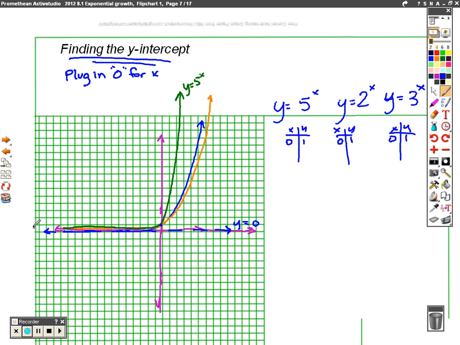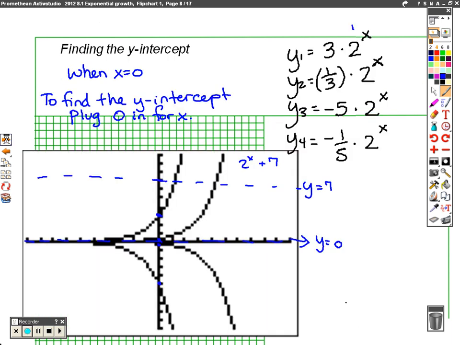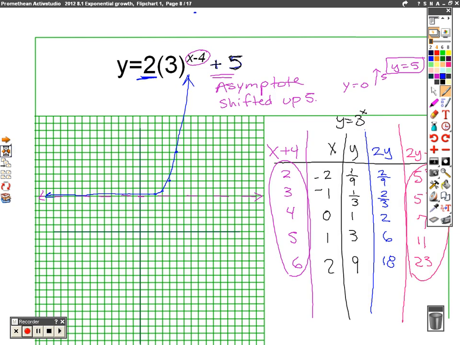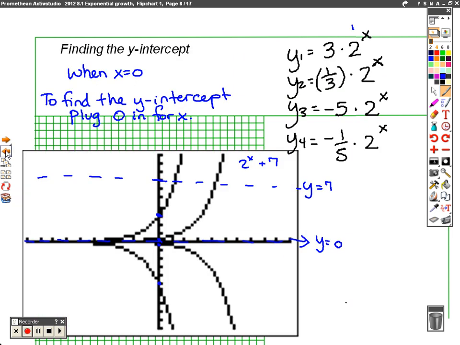All right, so then we looked at, right here, we have 3 times 2 to the x. So notice 2 to the x is staying the same, but the only thing that's changing is my a. And notice when I had 3 times 2 to the x, if I plug in a 0 for x, I get 2 to the 0 is 1, and 1 times 3 is 3.